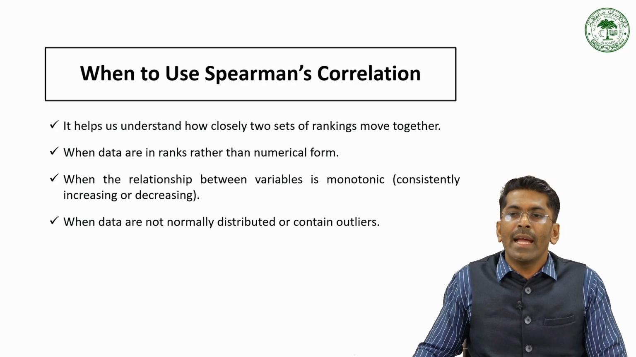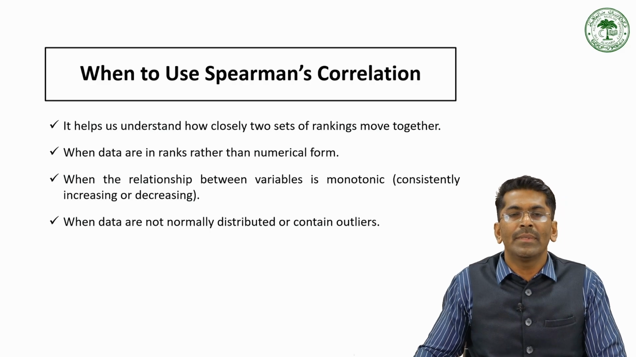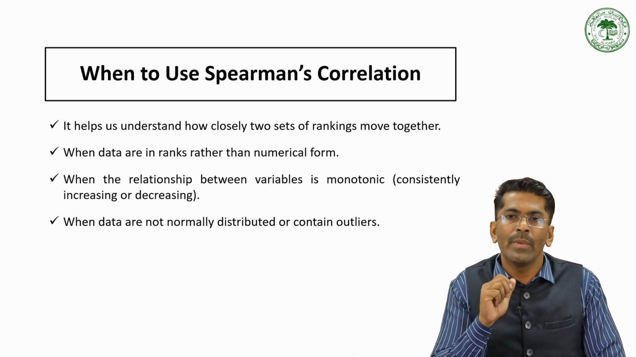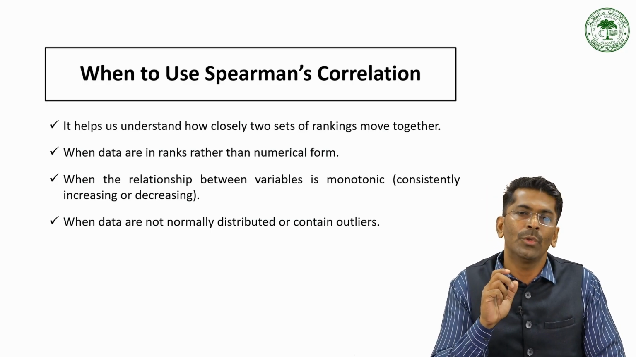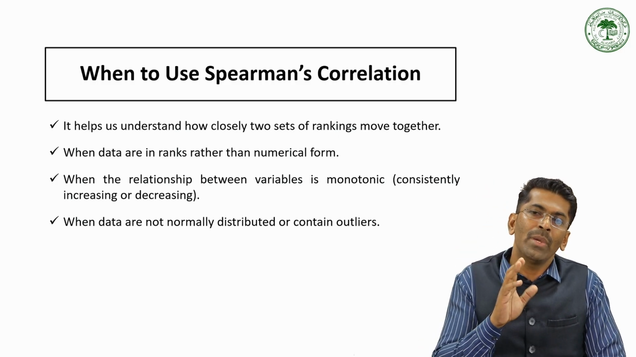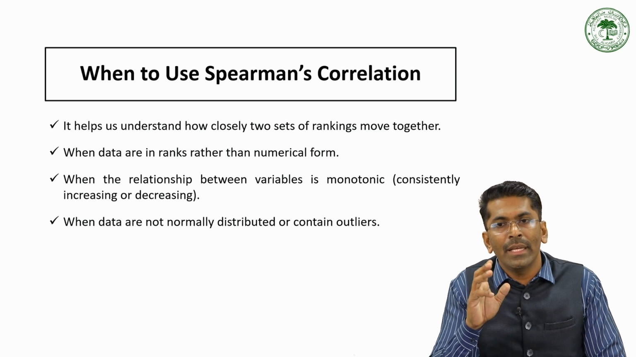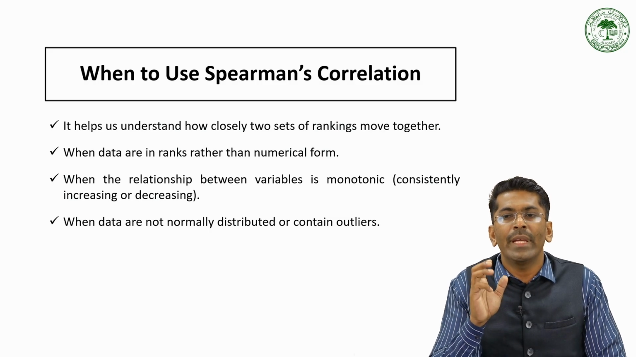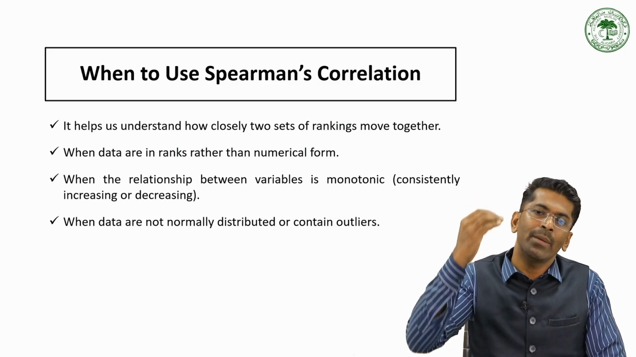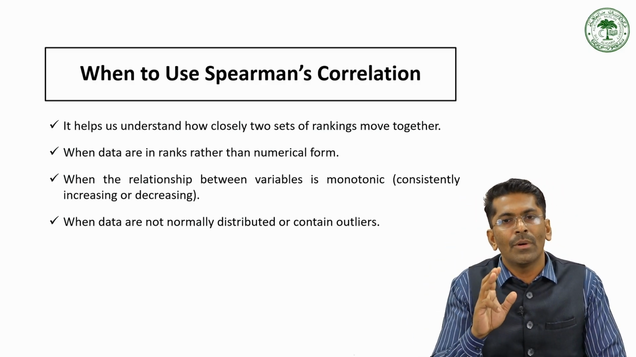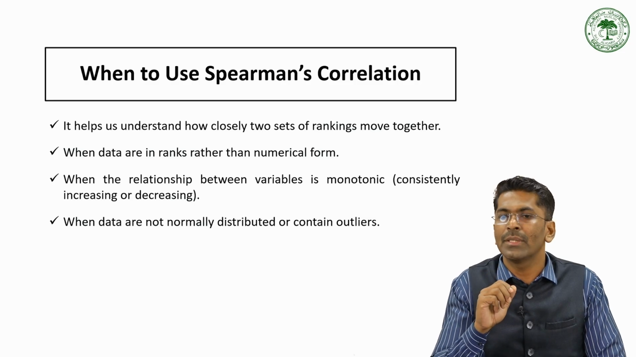And here, when the data are not normally distributed or contain outliers, we use a non-parametric test called Spearman correlation. It does not require any normal distribution. It is also less affected by extreme values or outliers because it works with the ranks instead of the actual values. So even if a few observations are very high or very low, they do not distort the results of correlation significantly.